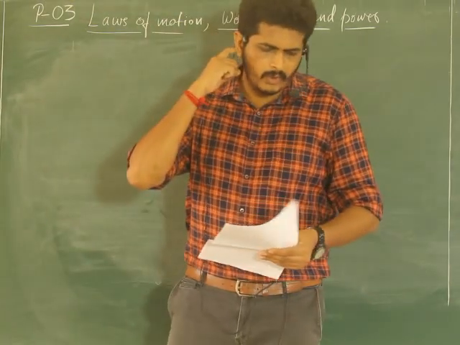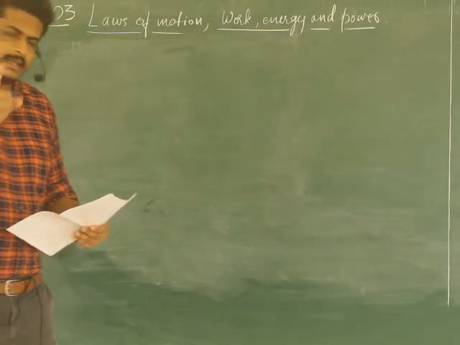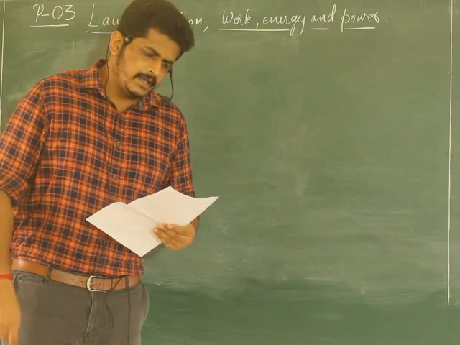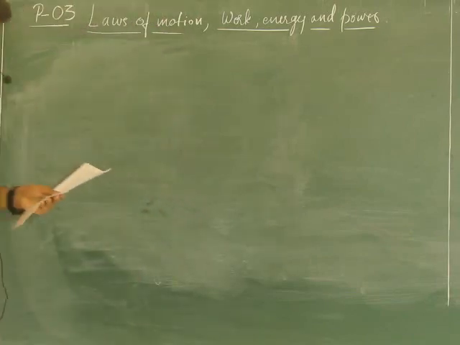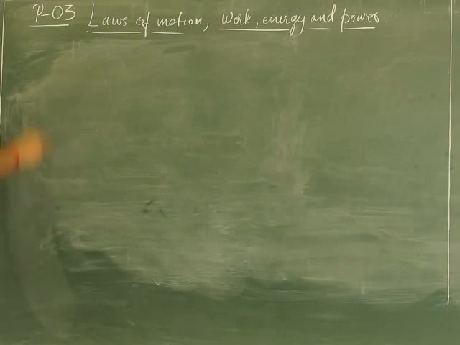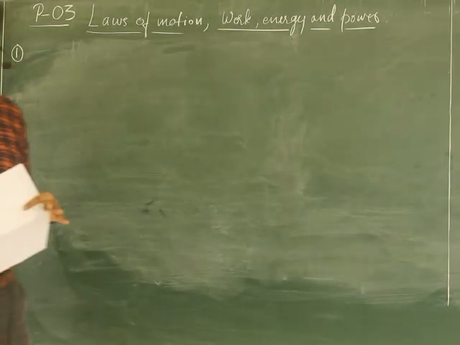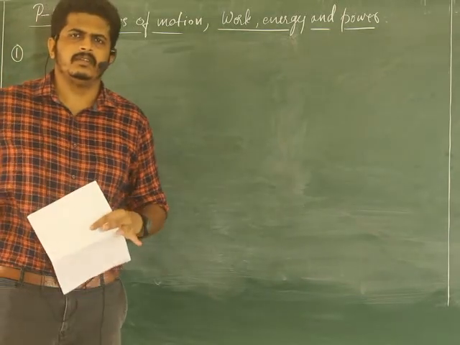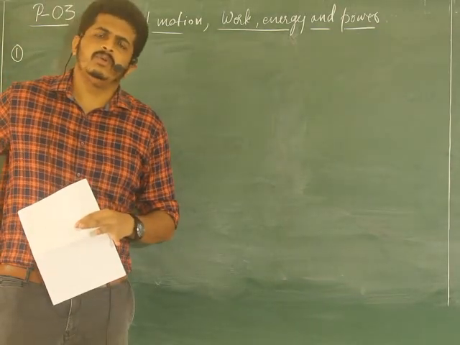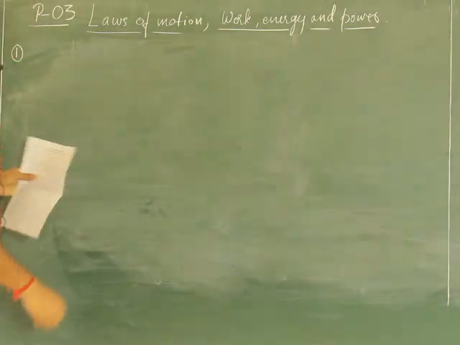First one: two bodies of mass 3 kg and 4 kg are suspended at the ends of a massless string passing over a frictionless pulley. The acceleration of the system is asked. In question number 1 they didn't give any diagram, they just mentioned the question. You have to assume and draw the diagram. A frictionless pulley is mentioned.